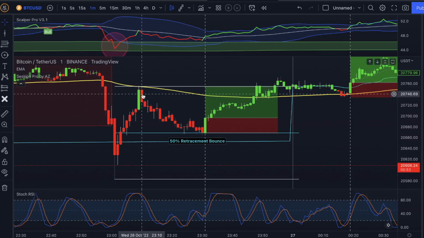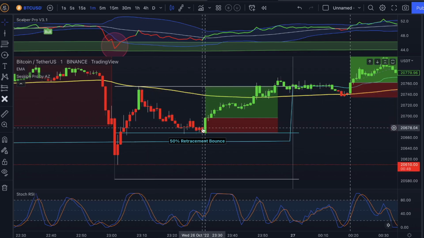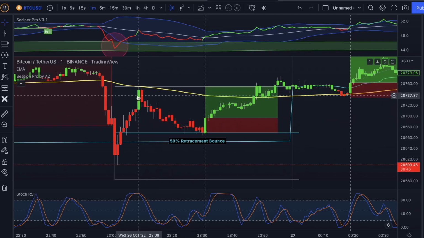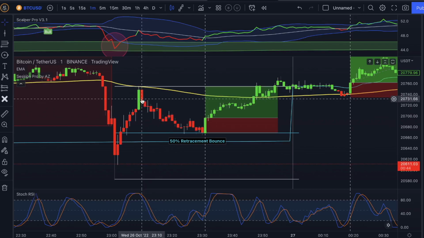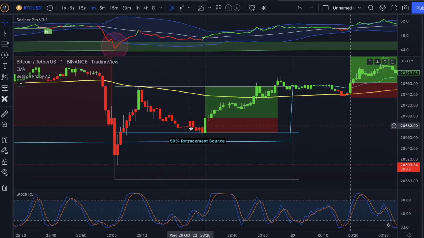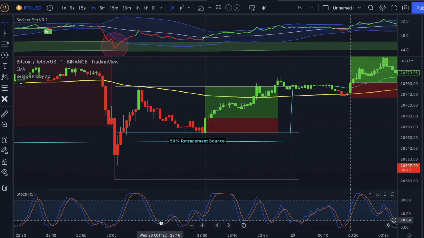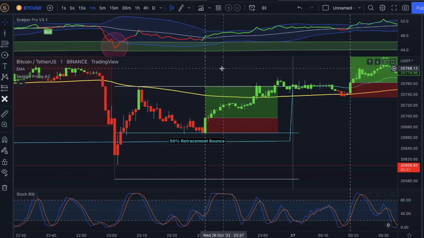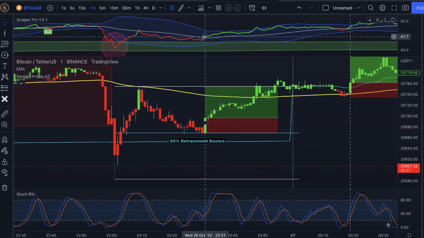We saw this retracement back up, this V-shaped recovery, retracing back again with very small bodied bearish candles. So I wasn't really worried about this thing not continuing to the upside. I was watching the stochastic RSI, and it stayed nicely below the 50 level. So I was still anticipating a trade, but I had to wait until the Scalper Pro turned green again.